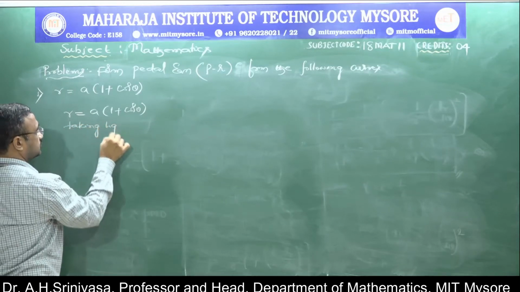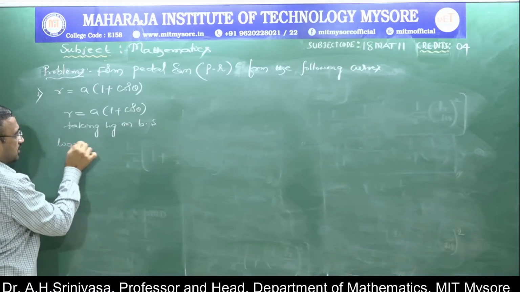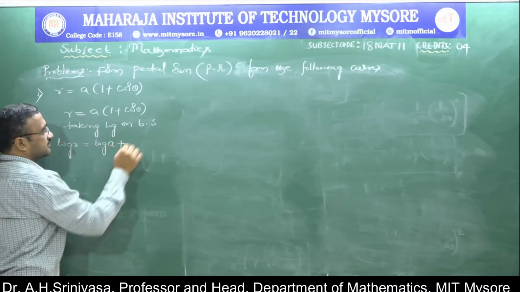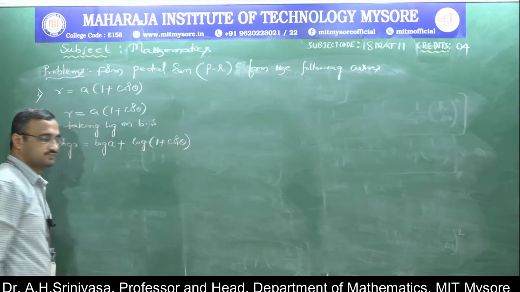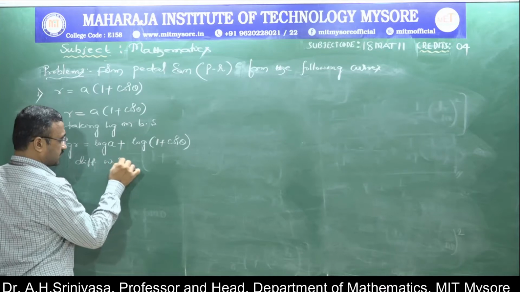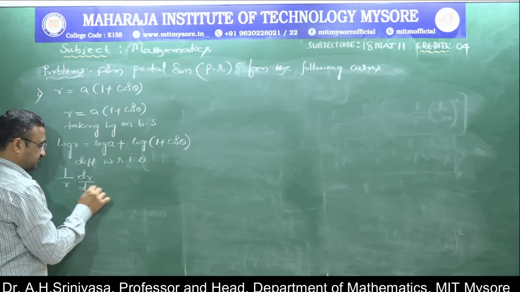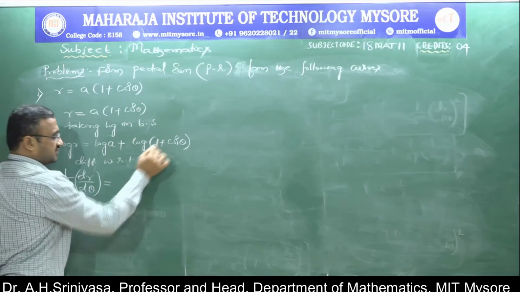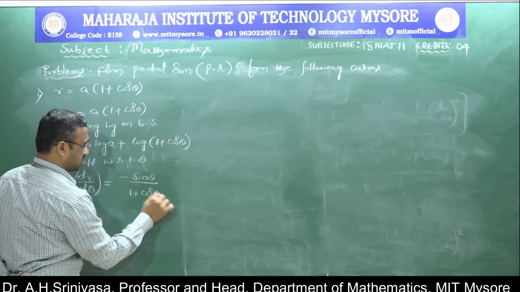taking log on both sides. If you take log on both sides, this becomes log r, since the product of two functions is there. Now it is log a plus the logarithm of 1 plus cos theta. Okay. Now differentiate with respect to theta. This becomes 1 by r dr by d theta equal to, the constant gives 0, then the differentiation of this one is minus sin theta, then whole divided by 1 plus cos theta.